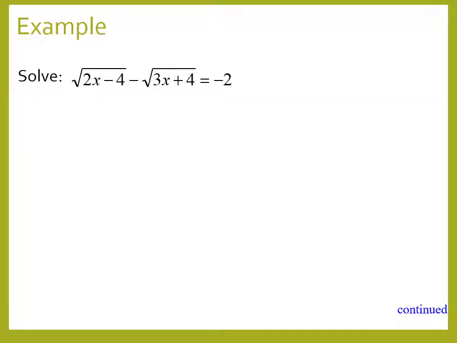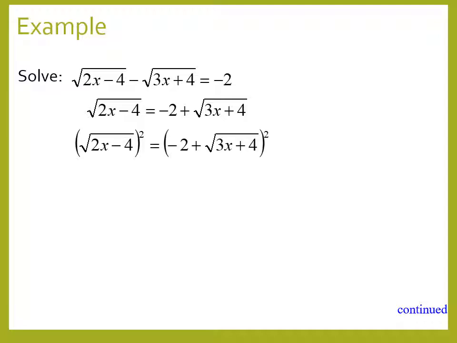All right. Ooh, a bigger one. Okay. So our goal again is to get the radical by itself. It's easier to just move the negative 3x, square root of 3x plus 4, because when I add it, it's going to make it positive, and I'm still working with positive. So I'm going to square both sides.